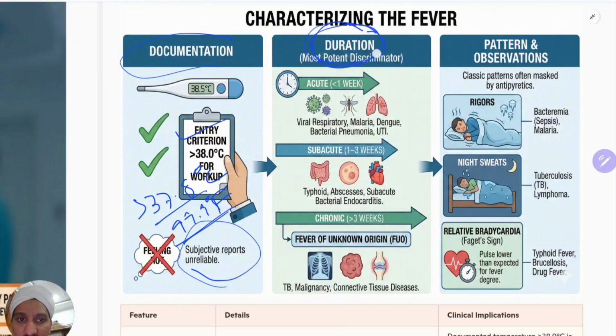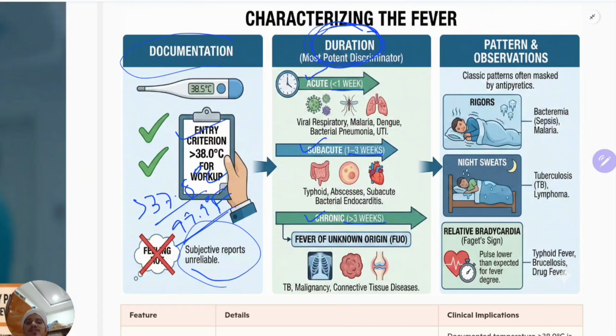It is the most potent discriminator. It is classified as acute if it is less than 1 week. For acute, subacute, and chronic, the causes are totally different. That's why this classification is very, very important. If it lasts from 1 to 3 weeks, it is called subacute. Chronic is more than 3 weeks. Remember: acute, subacute, and chronic.